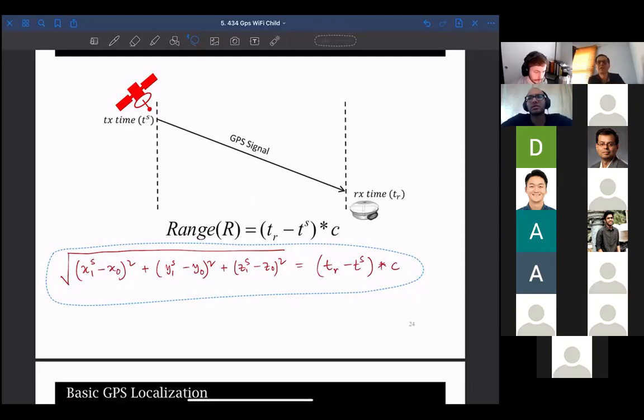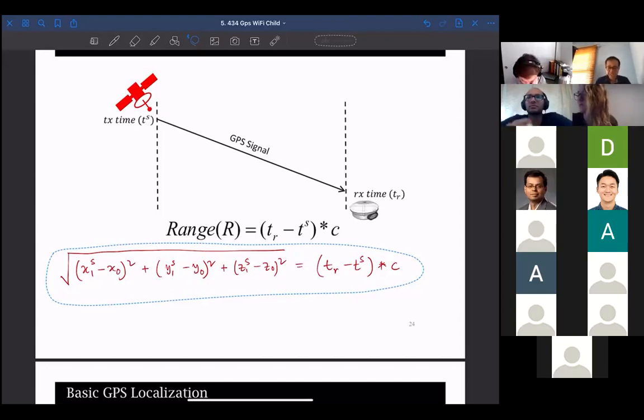But for now, let's assume you received a signal at some time and you compute your range from distance from that time. Right? You assume that you're synchronized to the GPS. Okay.